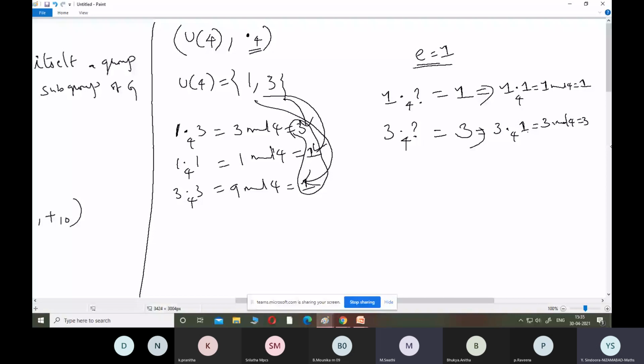Right, girls. Now you are clear about order of element. Now tell me, what is inverse of 3? That is, 3 multiplied with what and taken modulo 4, I'll be getting 1, the identity.